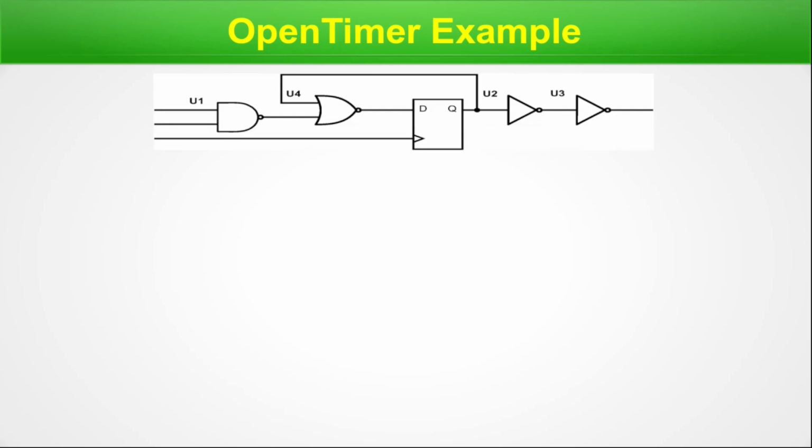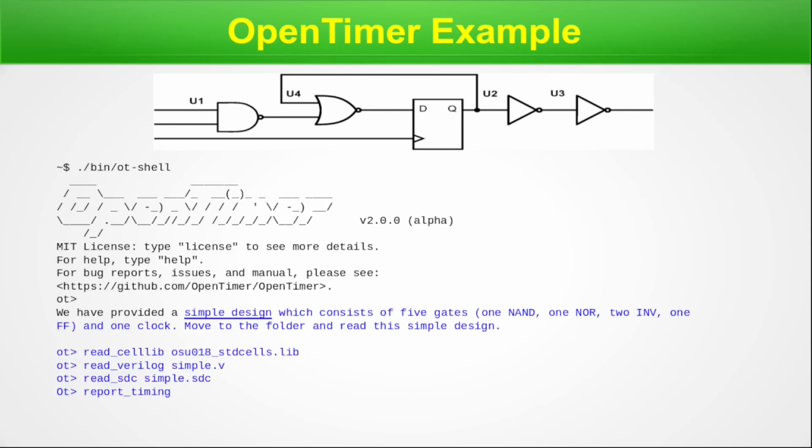OpenTimer example. This is the circuit diagram of the design under test. This is a very simple design to understand. We will use the OpenTimer shell to load the design in the following way. Let me bring my mouse pointer to explain. Here you source the OpenTimer shell. This is basically the area where you have compiled OpenTimer.